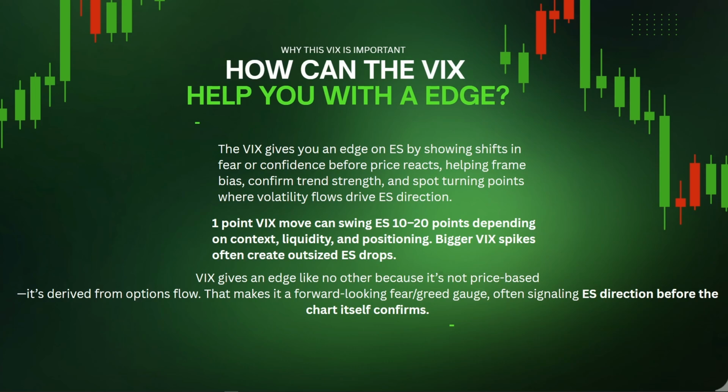The VIX gives an edge like no other because it's not price based. It's derived from options order flow, like I just said, which makes it more forward-looking, a fear and greed gauge. So you have fear and greed, and you can gauge both of them, right? The fear is above and the greed is below, often signaling ES direction before the chart itself. So this gives you an insight and more of a forecast on the market, and how you can gauge the market and use it to your own fruition, right?